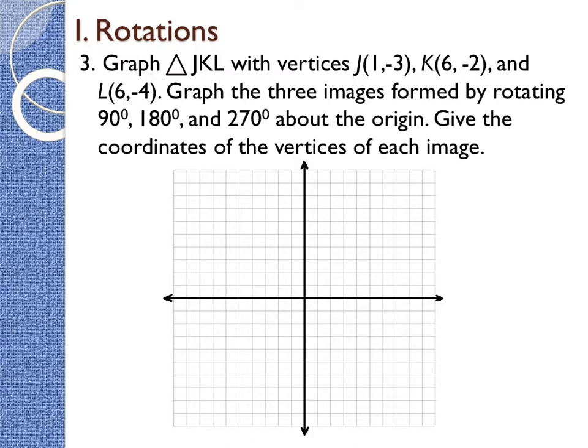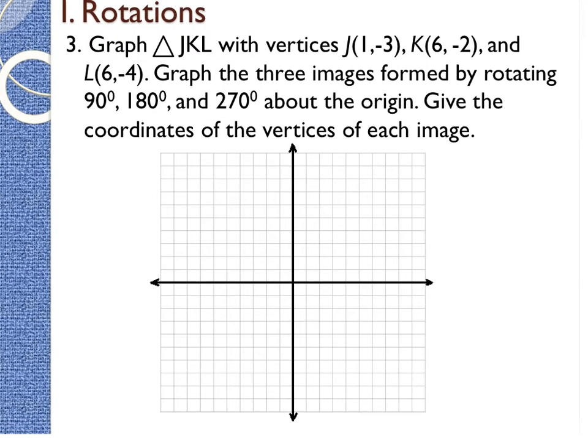Okay, now we're going to graph and then we're going to rotate. So we're going to start out with 1, -3, which is J. We're going to go 6, -2, which is K, and 6, -4. Okay, and so that one's going to be L, JKL. Okay, we're going to graph the images formed by rotating it 3 different ways, 90, 180, 270.